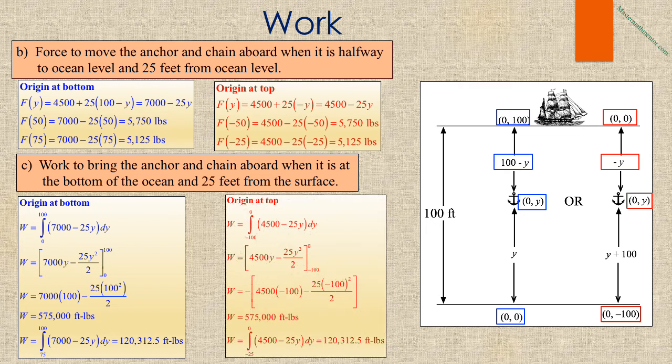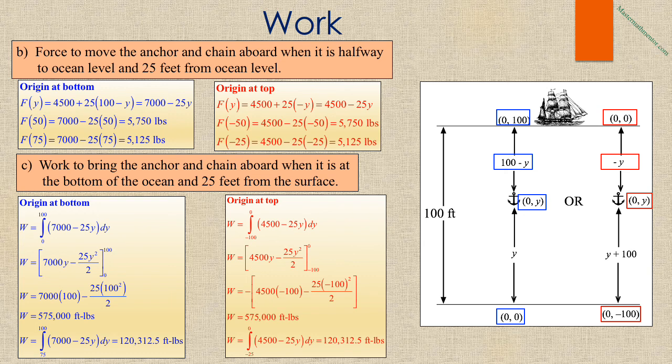If we place the origin at the top, then we integrate our force expression, 4,500 minus 25y, but now integrated from negative 100 to 0. We get 4,500y minus 25y squared over 2, evaluated from negative 100 to 0. And again, when doing the math, we get 575,000 foot-pounds.